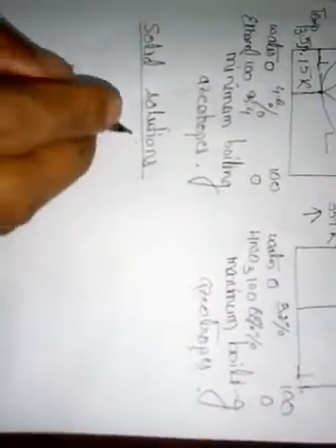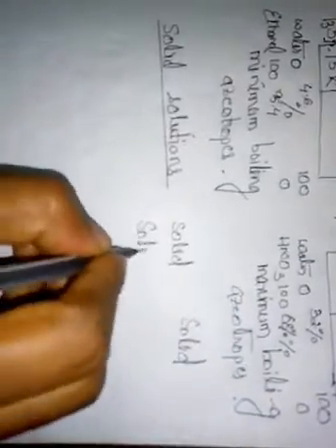Now the next topic I'll take is solid solutions. It's a very small topic which we'll also cover in the chapter solids. Solid solutions are those solutions in which both the components are solids. These are classified into two types. So here in a solid solution, this is solute and this is solvent.